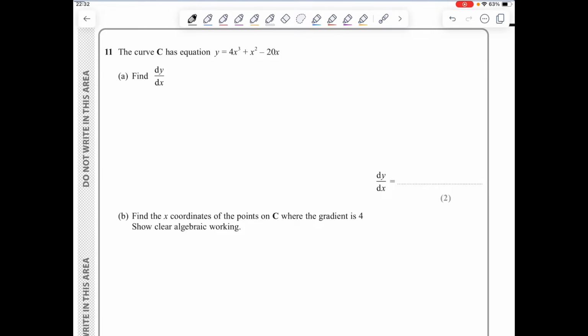For part A, to find the dy/dx, you multiply the coefficient with the power, so you get 12x, and then you reduce the power by 1, so you get x squared, plus repeat coefficient 1 and power 2, multiply them, you get 2x to the power of 1, and then minus 20, because the power here is 1, so it's like saying 20 times 1 is 20, x to the power of 0, and x to the 0 is just 1.